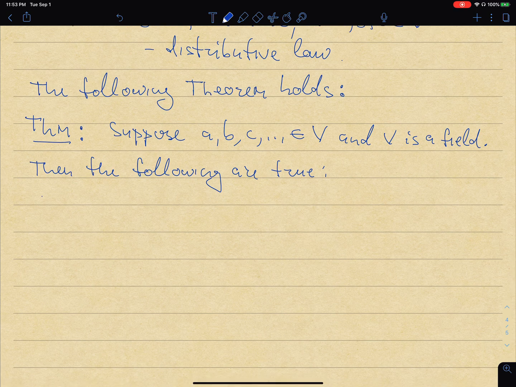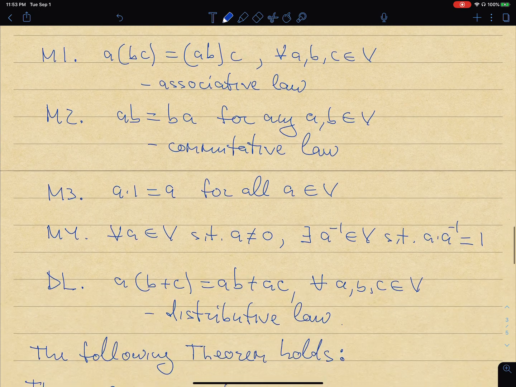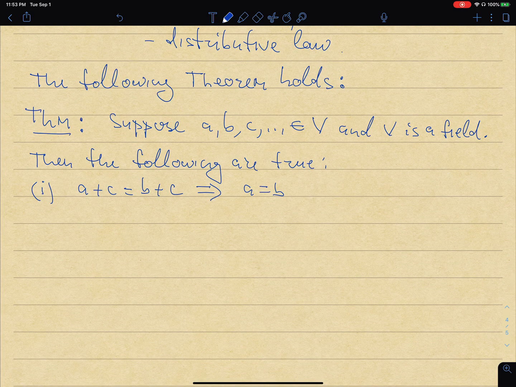Number one, what if I take A plus C and it is equal to B plus C? What should follow from this? It should follow that A is equal to B, right? Now, that is not one of my A1 through DL. That's not one of those properties, but I should be able to deduce this property 1 from my axioms of the field.